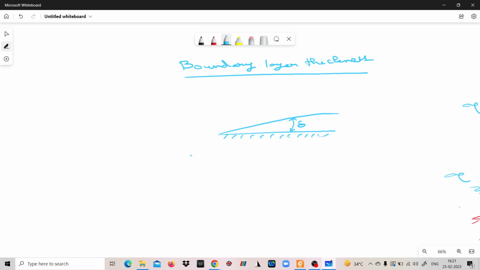But how can you quantify or obtain the value for this boundary layer thickness? There are different approaches. If you apply the conservation of momentum, you get a thickness which is known as displacement thickness. If you apply the principle of conservation of linear momentum, the boundary layer thickness that you obtain is known as momentum thickness.